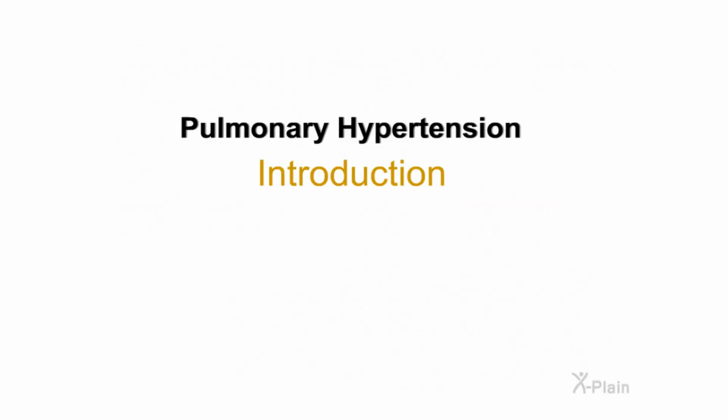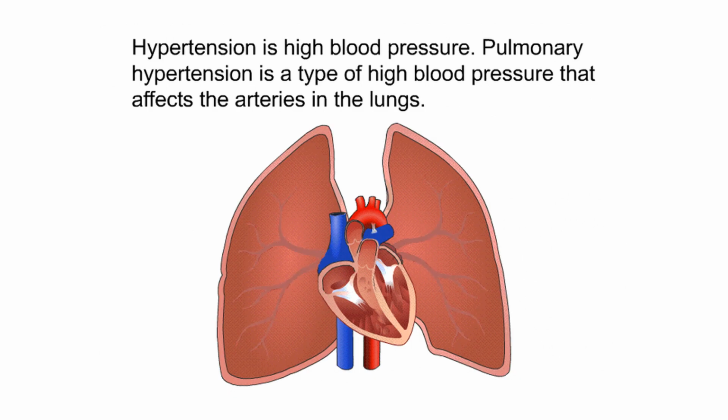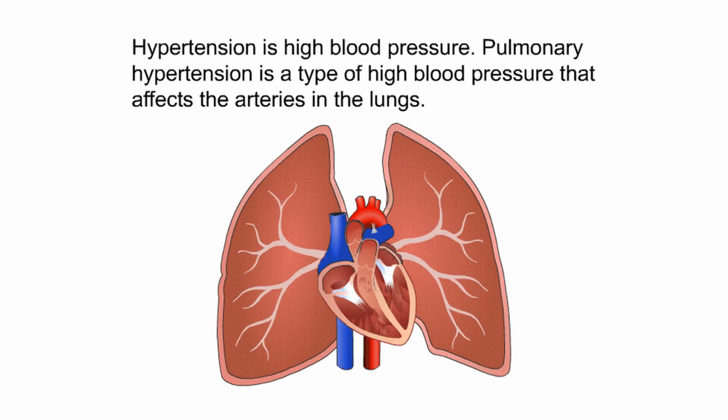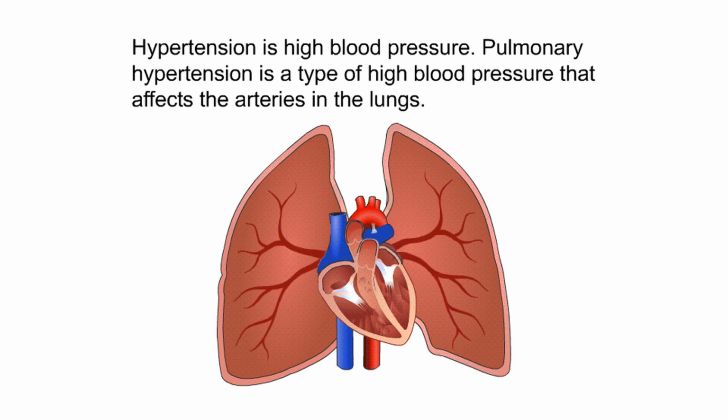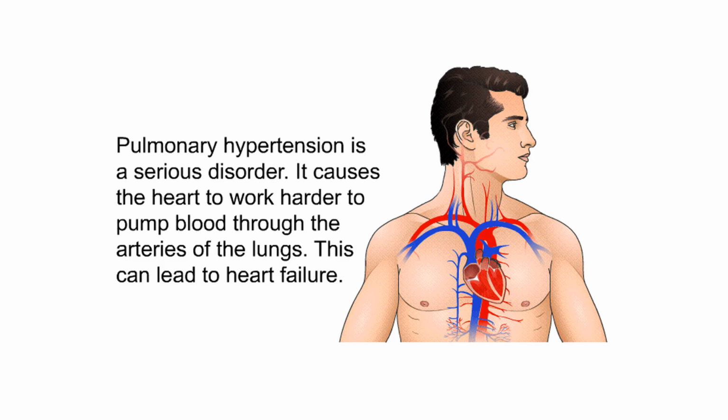Pulmonary hypertension. Introduction. Hypertension is high blood pressure. Pulmonary hypertension is a type of high blood pressure that affects the arteries in the lungs. Pulmonary hypertension is a serious disorder. It causes the heart to work harder to pump blood through the arteries of the lungs. This can lead to heart failure.